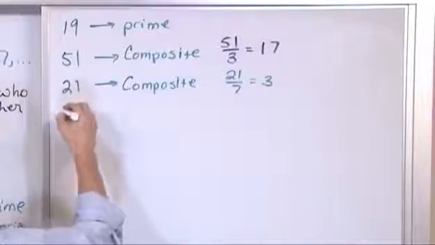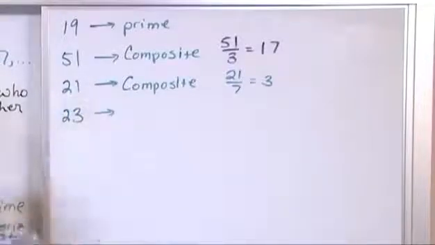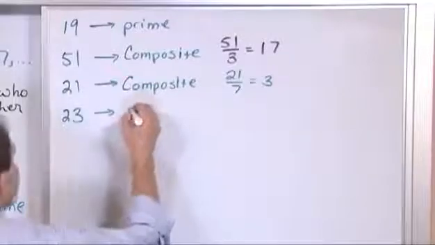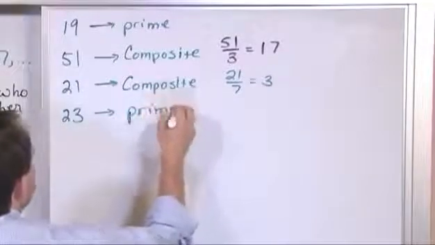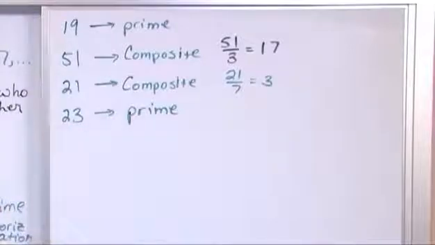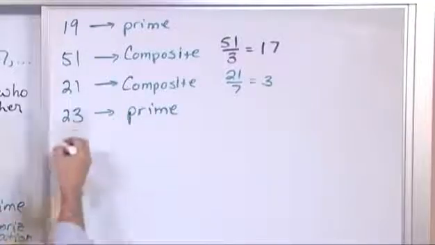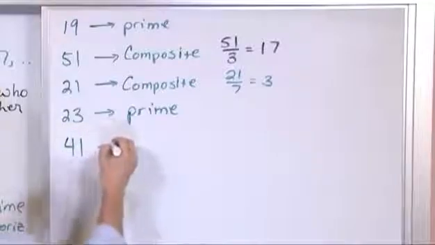What about the number 23? Is it prime or composite? Well, I'm looking for something to divide into 23, but I can't find one. So I'm going to call it prime. I can only divide this by 1, and I can only divide it by 23. If I tried to divide by 11 or 10 or 15 or anything else, I'm not going to get a nice even number.